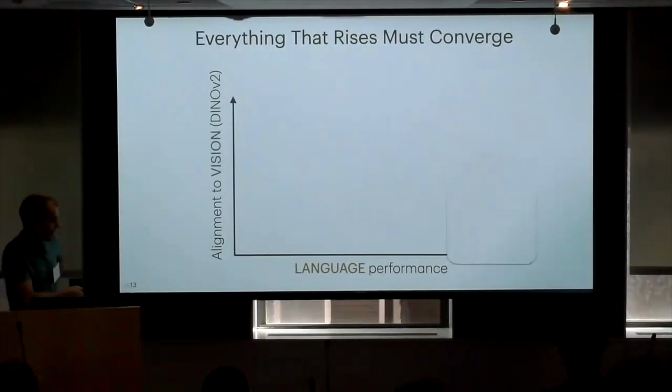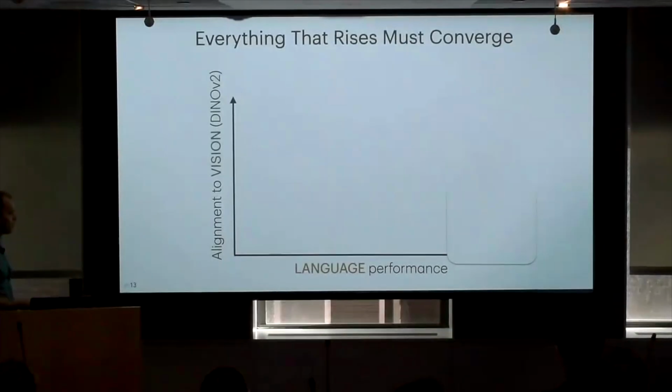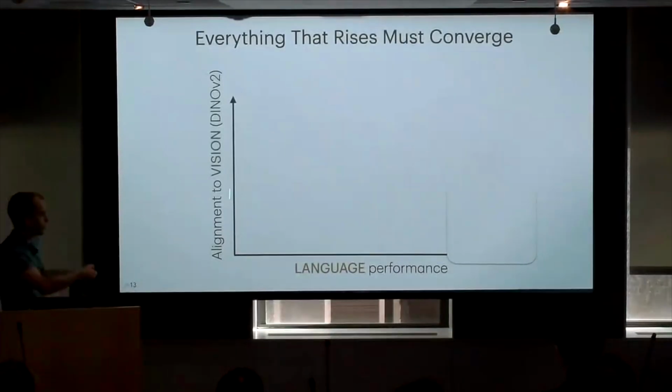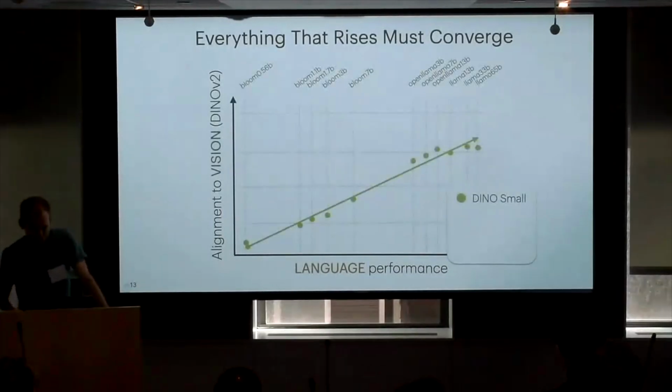As language models move along the x-axis, they get better in performance at language modeling, so they get better at next token prediction on text. So what happens as they get better in language performance? Do they get more or less aligned to vision? Okay, so here's the result. I think you can kind of anticipate it.